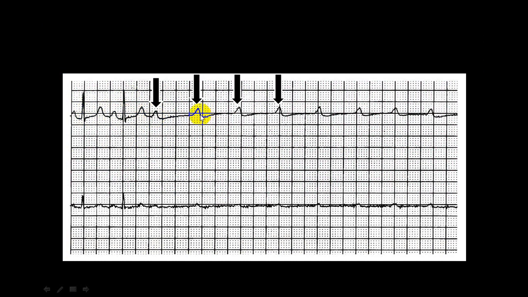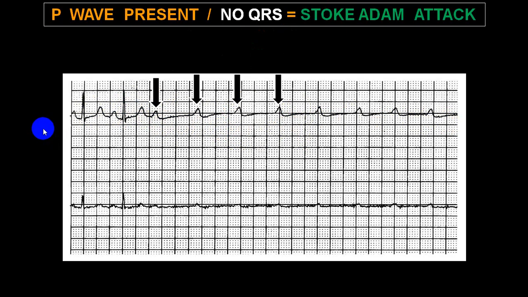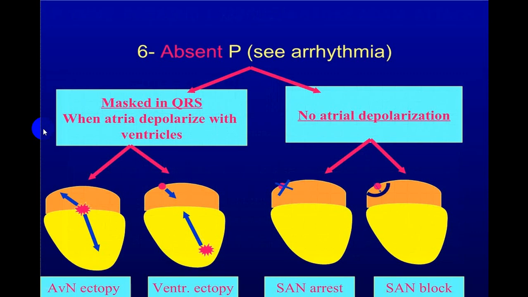And now you can see only a P wave, but there is no QRS complex. And as there is no QRS complex, there is no ventricular contraction. So there is no ejection. As there is no ejection, there is no cardiac output, no blood supply to the brain, and the person gets a syncopal attack. This is described as a Stokes-Adams attack, which will give rise to a syncope. If it is long enough, it will be dangerous.